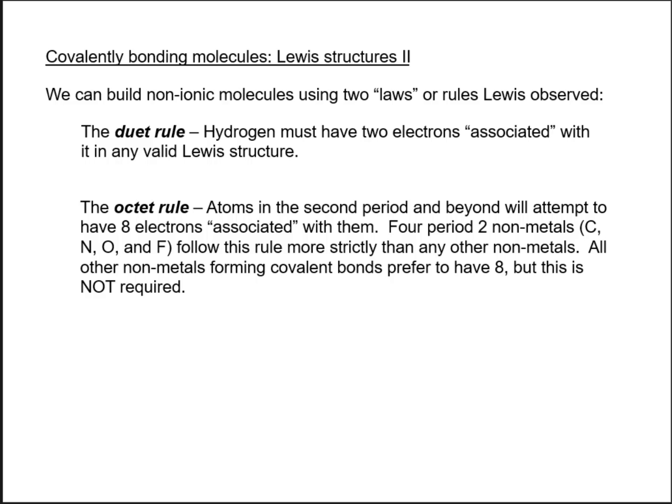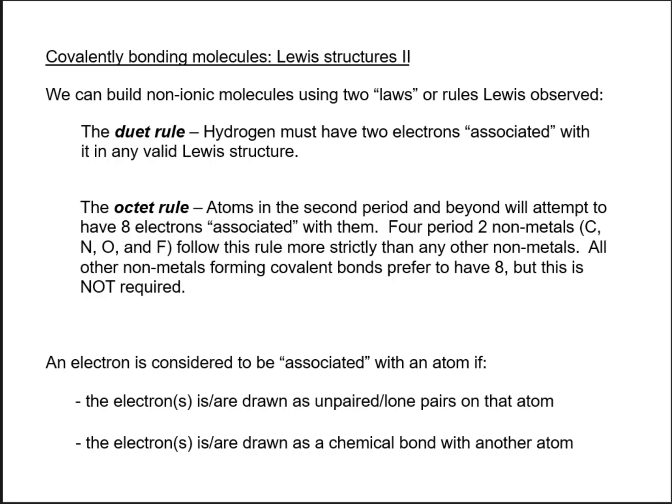Now the exception here is hydrogen. Hydrogen cannot have 8 valence electrons. Hydrogen follows the duet rule, meaning that the maximum number of electrons hydrogen atom can have is only 2 valence electrons. Now from period 3, we can exceed the octet rule, and I'll show you how that works.